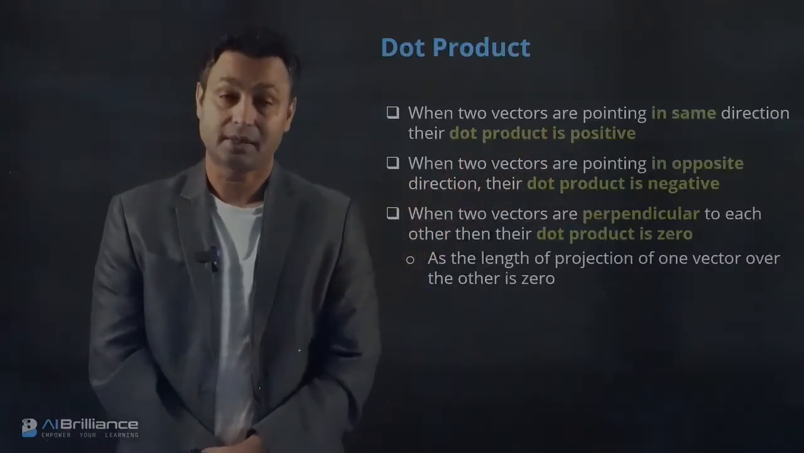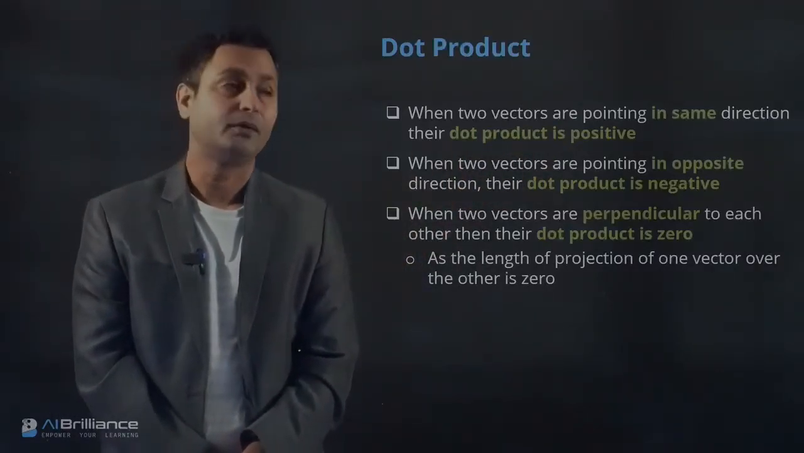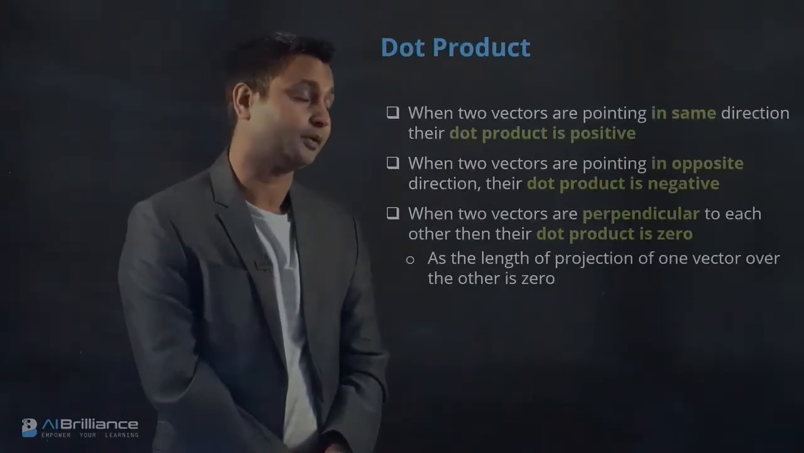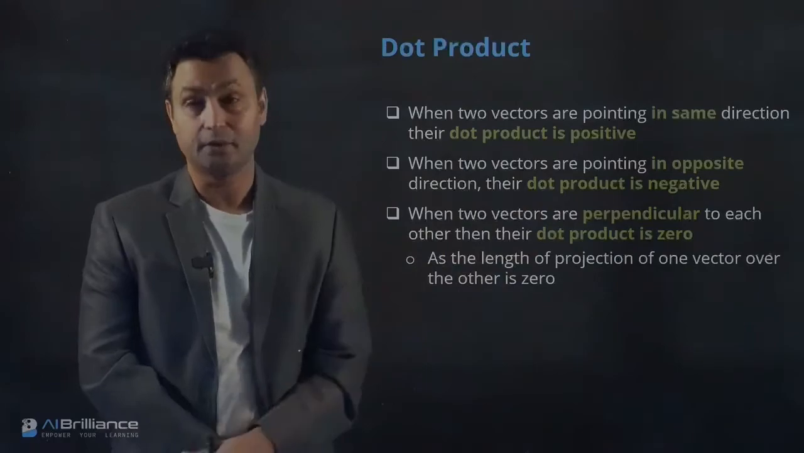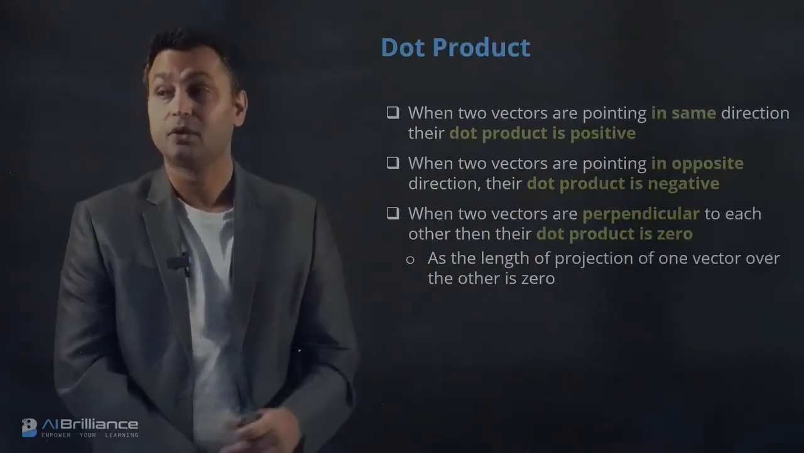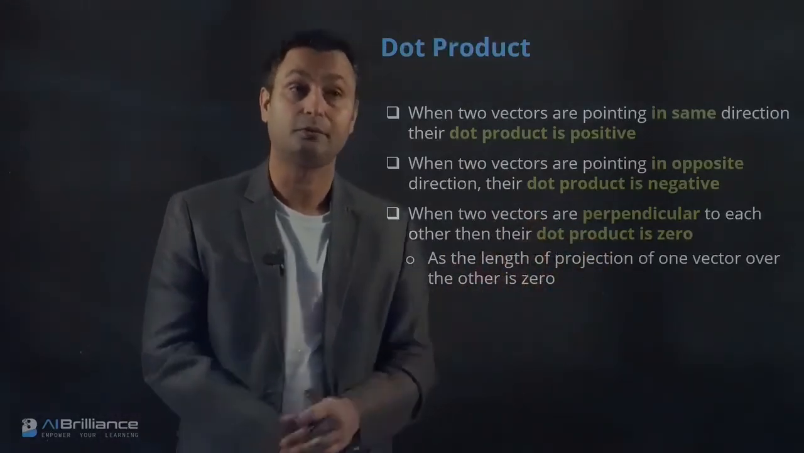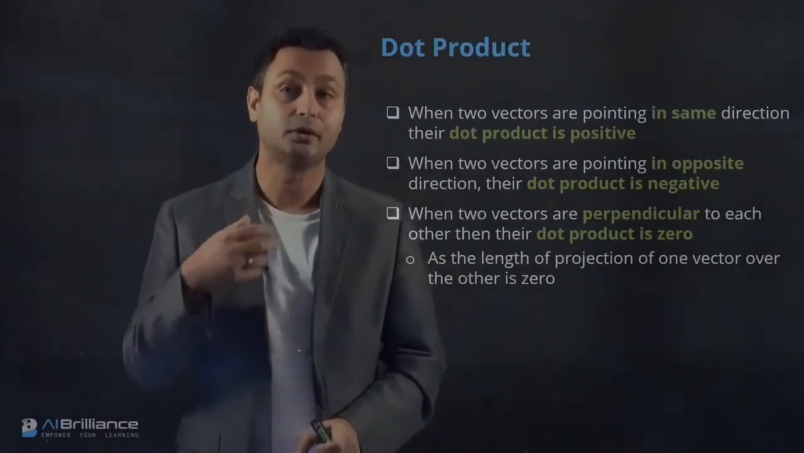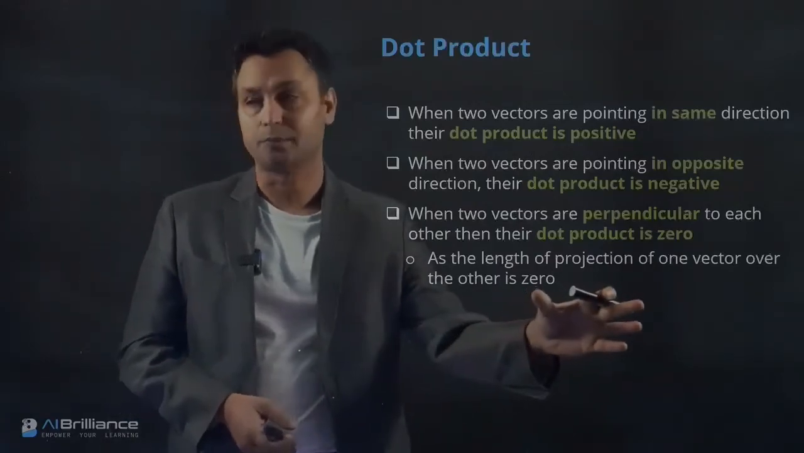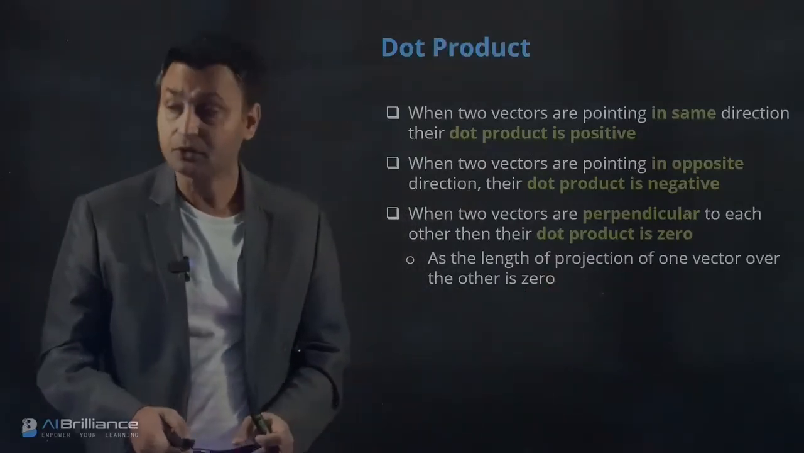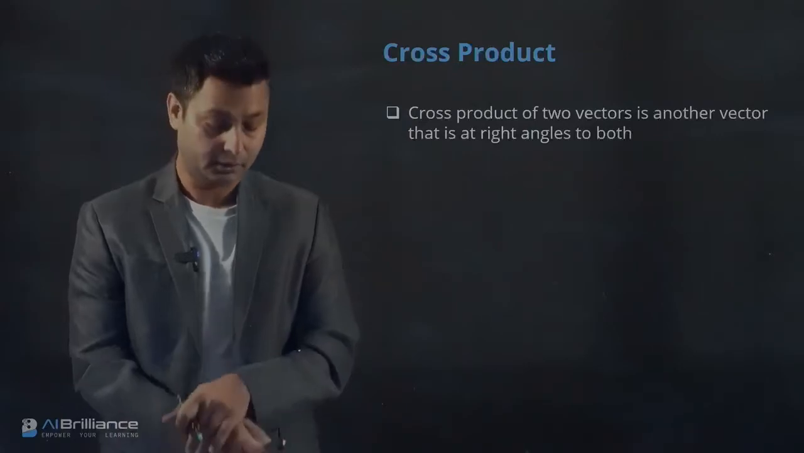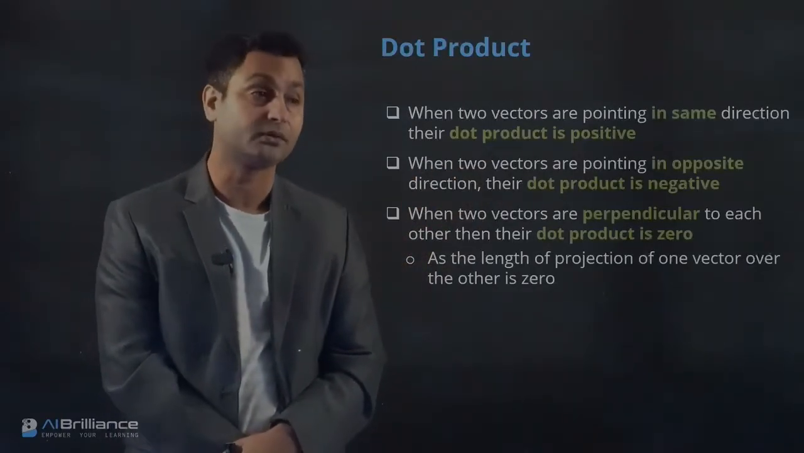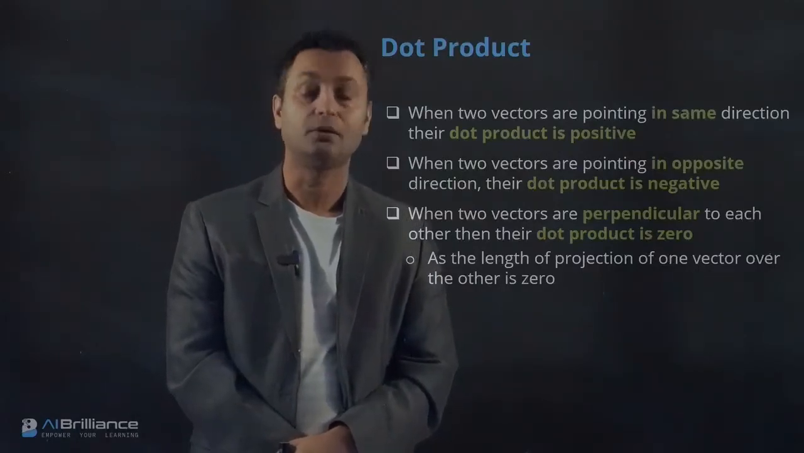Now, there are signs associated. Typically, when two vectors are pointing in the same direction, their dot product is positive. When they're pointing in opposite directions, their dot product is negative. When two vectors are perpendicular, the projection of vector B on A is going to have 0 length, and that's why the dot product is going to be 0. So these are some of the scenarios where you can have positive, negative, or 0 dot products.